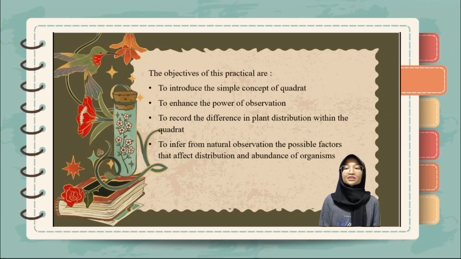The objectives of this practical are to introduce the simple concept of quadrat, to enhance the power of observation, to record the difference in plant distribution with the quadrat, and also to infer from natural observation the possible factors that affect distribution and abundance of organisms.